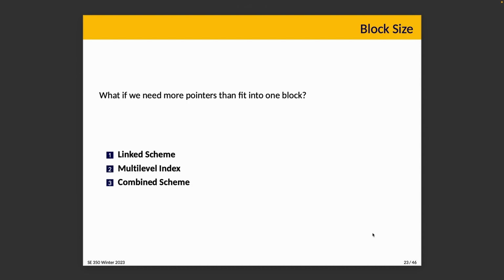There's a few mechanisms for this, right? So linked scheme. That's just saying when we get to the end of the current index block, we allocate another block as the index continued, and so the last pointer of an index block is either null or a pointer to the next index block. The index continues on page 3.